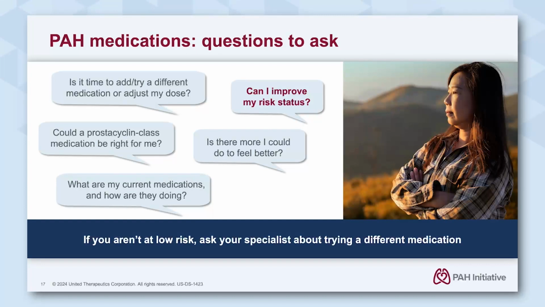So what questions should you ask when you're talking about a PAH medication? We talked earlier about questions that you might be asking yourself when you're preparing to see your specialist. Well, this is a situation where preparing questions that you can ask your specialist becomes important. Talking about, is there an opportunity to improve your risk status? Is it time to add or try a different medication or adjust the dose of a medication? Or simply just asking, is there anything that I can do to make me feel better than I currently feel?